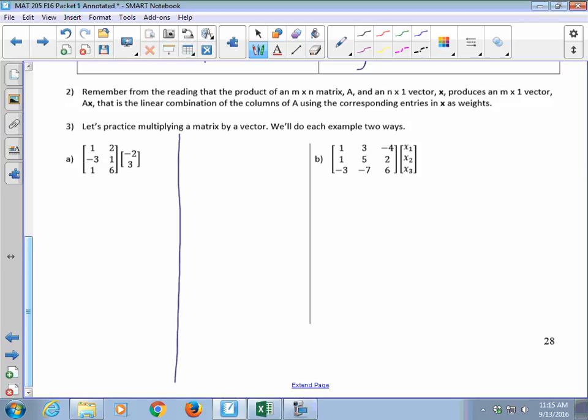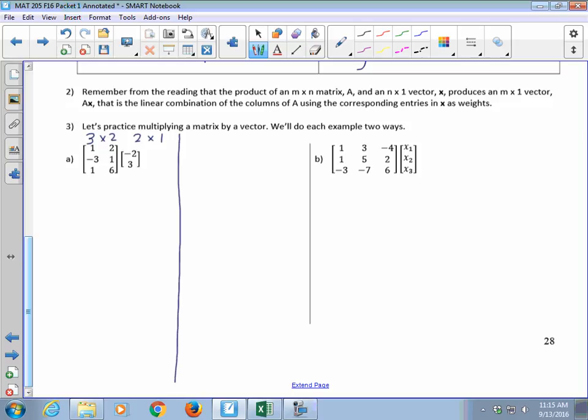If I want to multiply this matrix times this vector, I like to think about the dimensions first. So what are the dimensions of this matrix? 3 by 2, 3 rows, 2 columns. What are the dimensions of the vector? 2 by 1, 2 rows, 1 column. So am I allowed to multiply these two together? Yes, because the inner dimensions match, right? The number of columns in the first thing equals the number of rows in the second. So the 2's match, I'm allowed to multiply them.